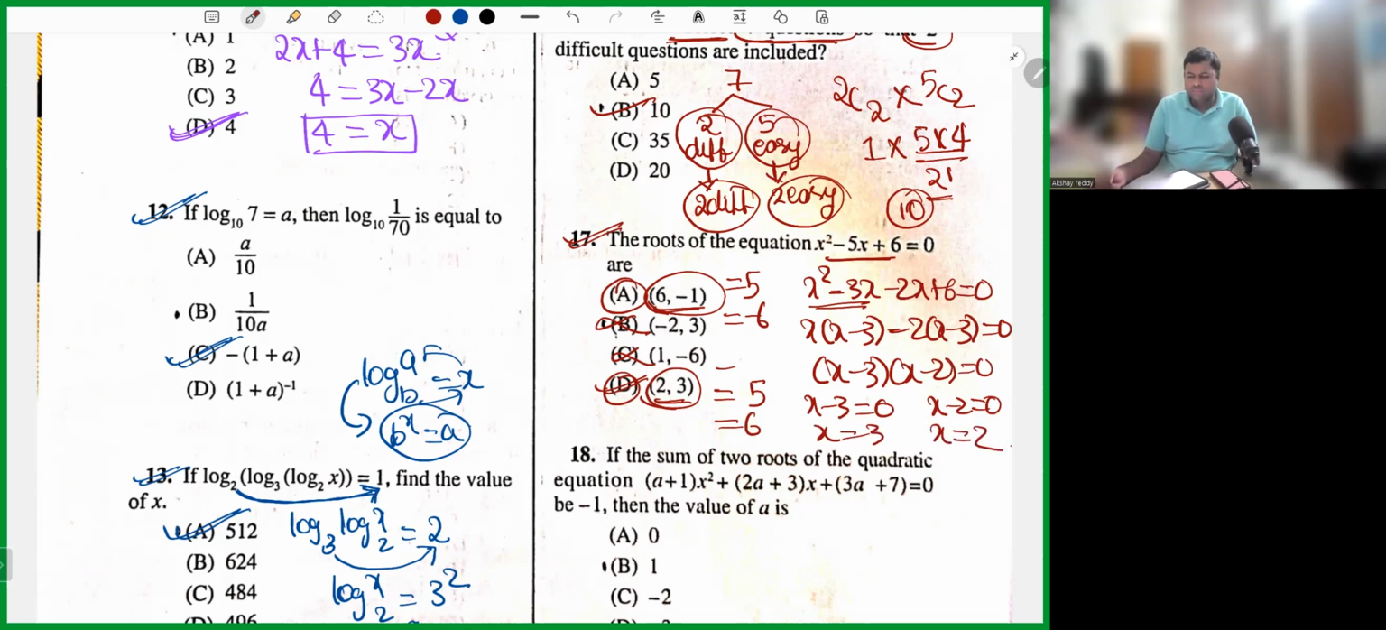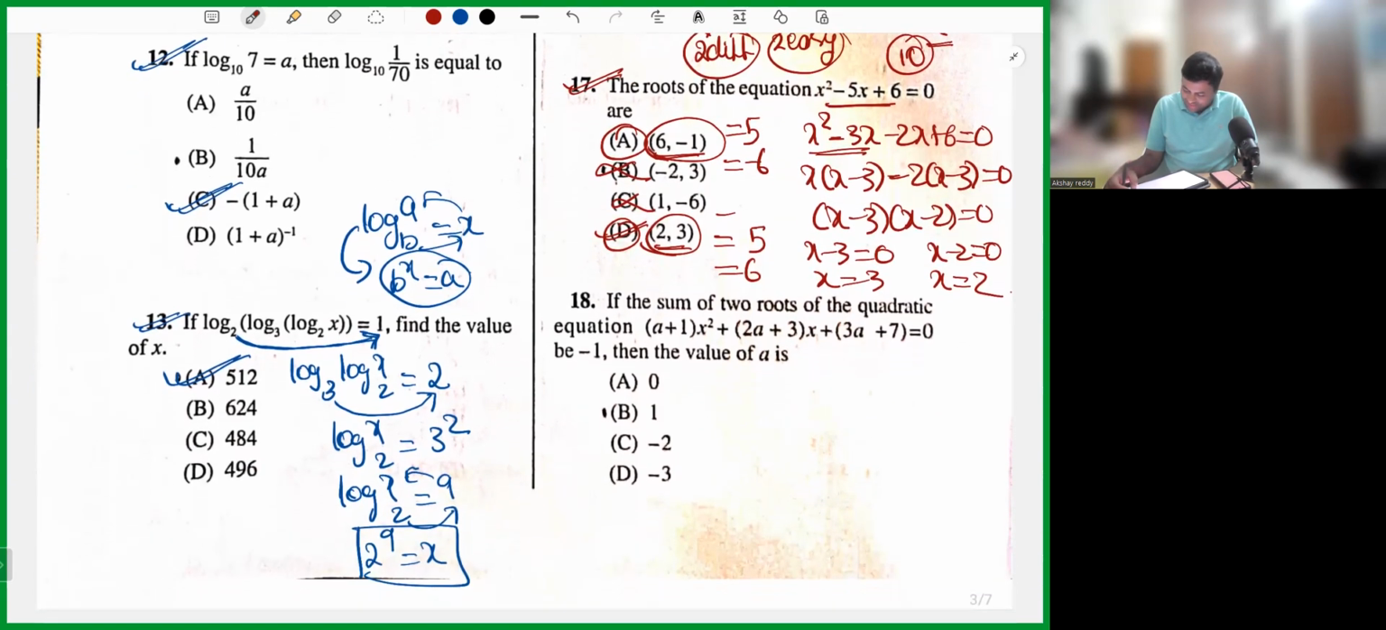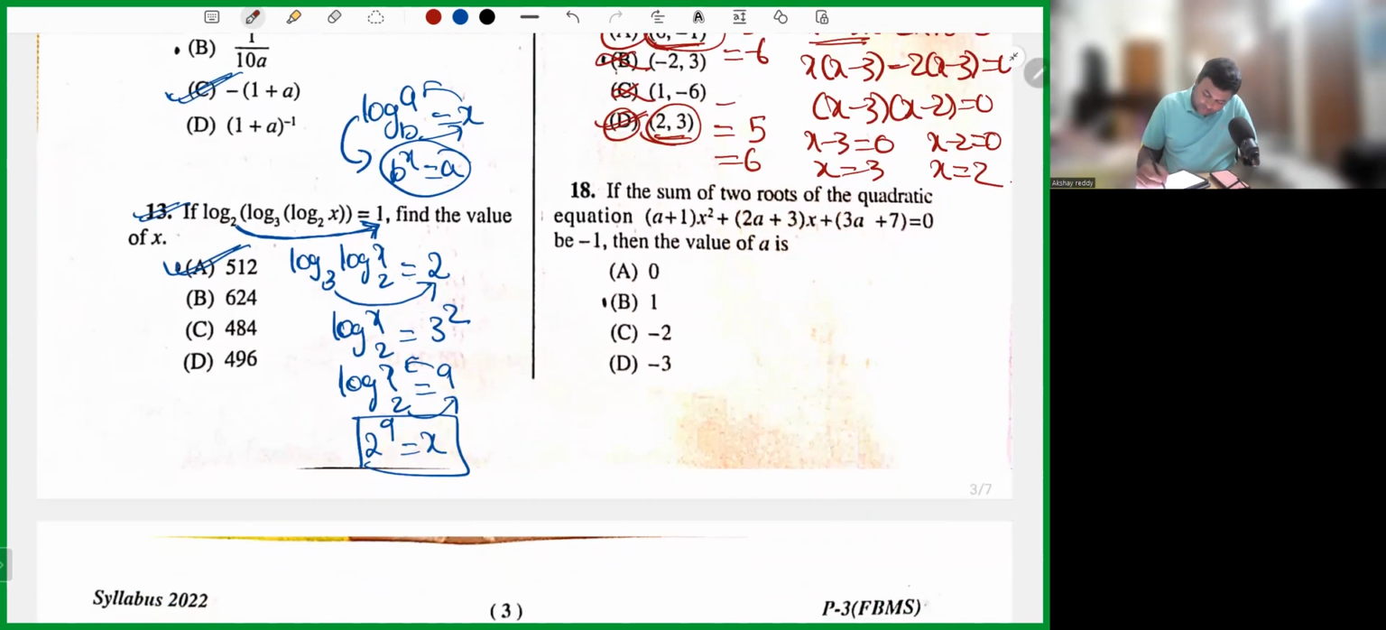Simple, sir. I have showed factorization, I have shown option verification also. Whichever is convenient, you follow. Sir, nothing to follow. Exam is over. Okay, my dear friends, the way you like.